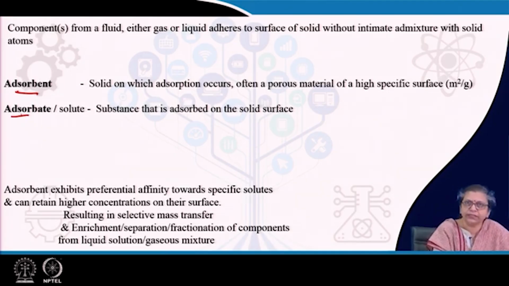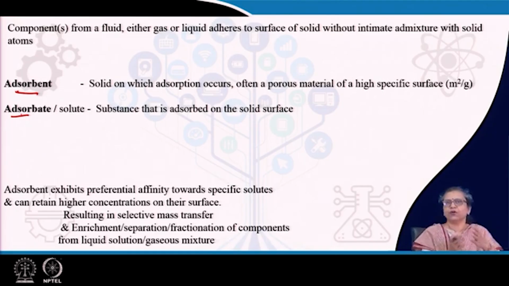Now, it was already discussed and we will be referring to these two terms during our entire discussion. The first is the adsorbent. Adsorbent is the solid on which the adsorption occurs. Quite naturally, we know that adsorption is a surface phenomenon. So, if you have a larger surface area, then definitely adsorption is going to be better, and therefore, often we prefer a porous material of a very high specific surface area, and the components which get occluded on the solid surface are referred to as the adsorbate.